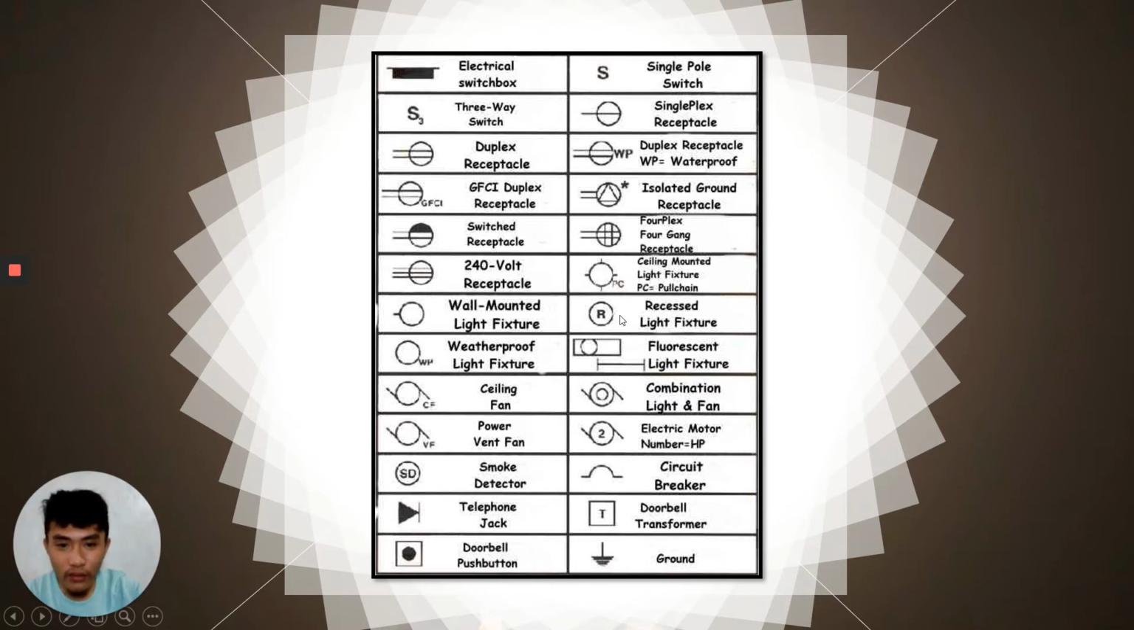Now we also have the recessed light fixture. As discussed in the previous discussion, a recessed light is a very common type of lighting being used, and this is how it's being symbolized, with an R inside a circle. We also have the ceiling mounted light fixture, so on and so forth. I'd like you guys to be familiar with these different symbols because later on when we discuss an example of an electrical plan, we're going to be dissecting and analyzing each of these symbols.